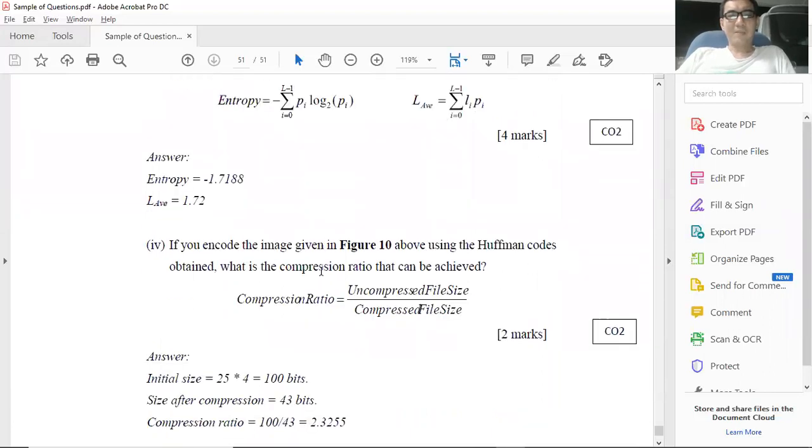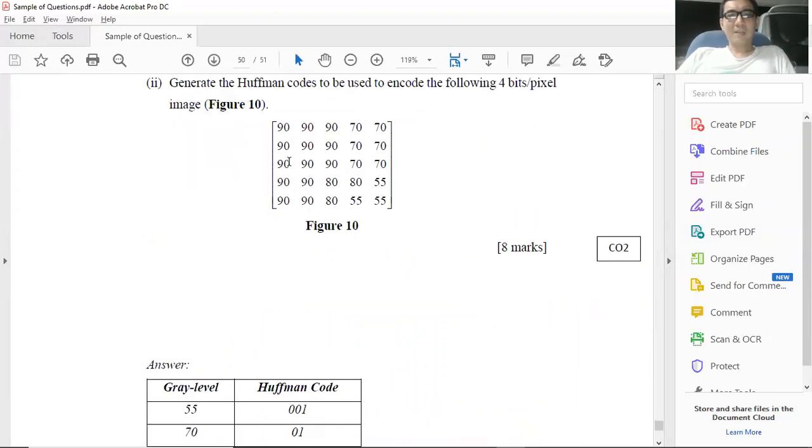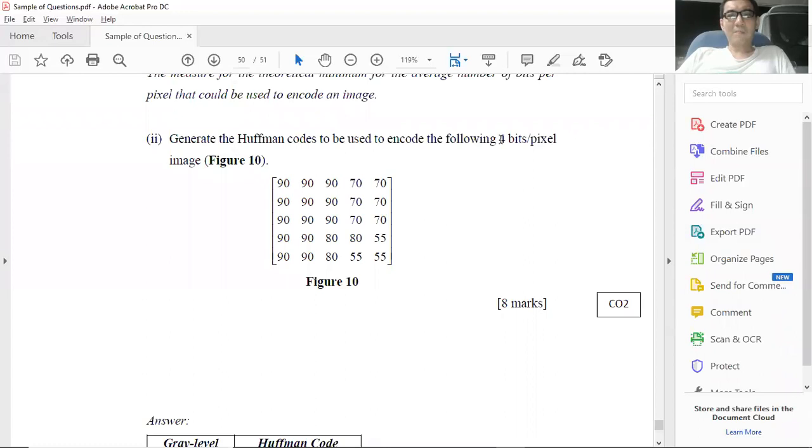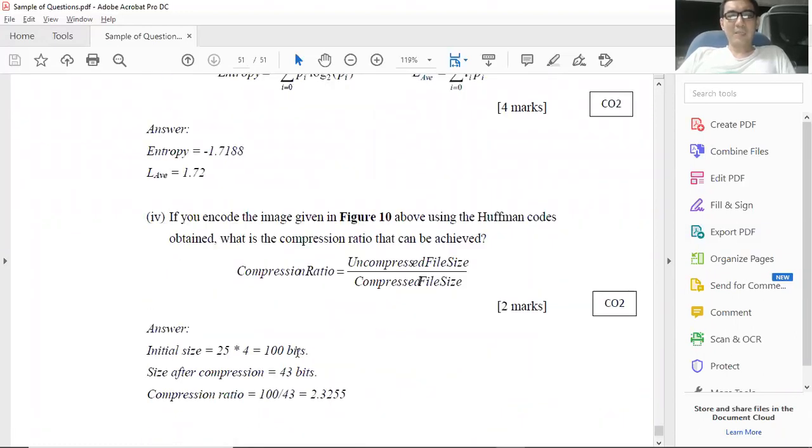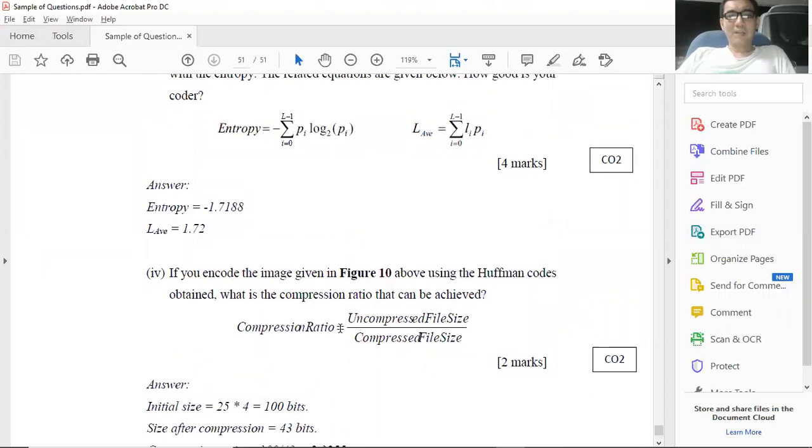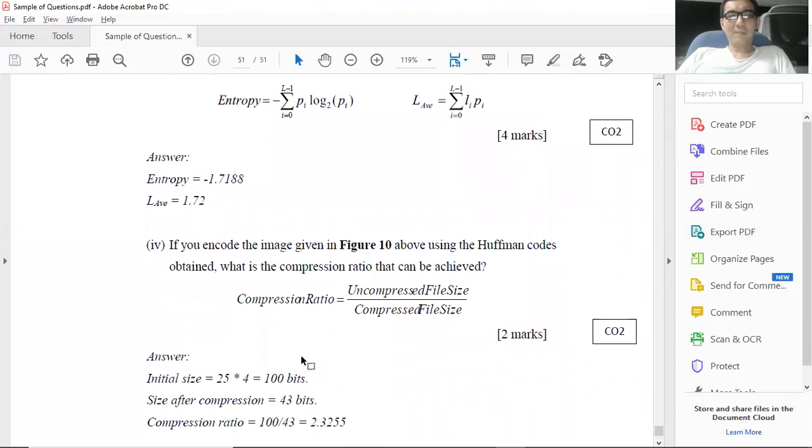And last but not least, calculate the compression ratio. So the uncompressed file size, you can look at here. There are 25 pixels, and we are talking of 4 bits per pixel. So 25 times 4, so 100 bits. And for the size after compression, of course, you take your Huffman code and calculate. For each symbol, what is the Huffman code length? And then you add them together, and you should get 43 bits. So then you take compression ratio 100 divided by 43, you get 2.3255.